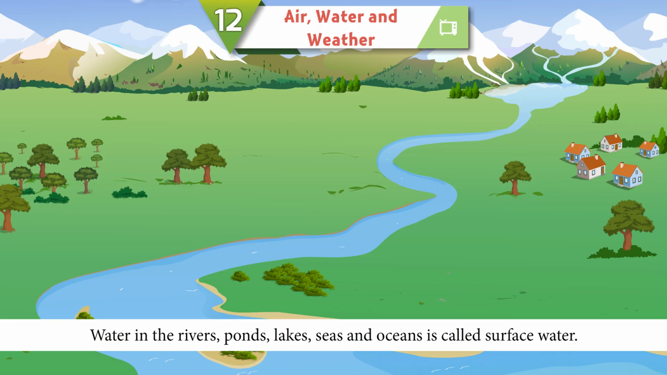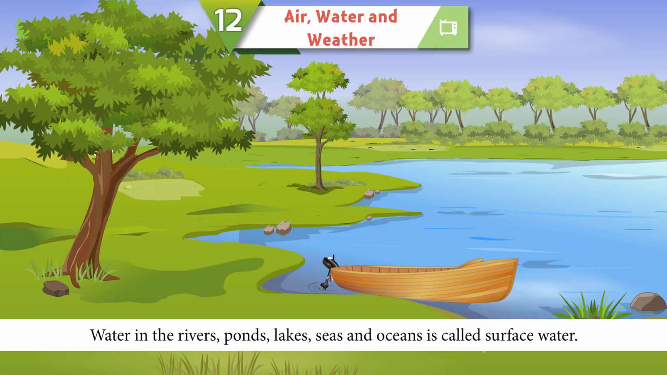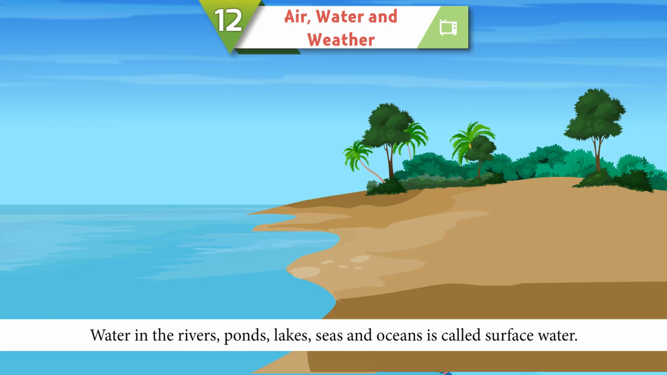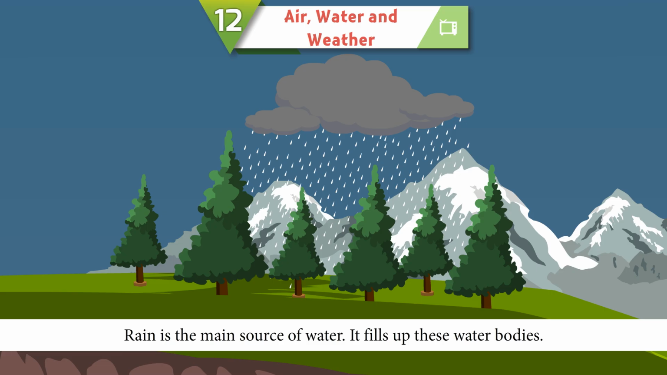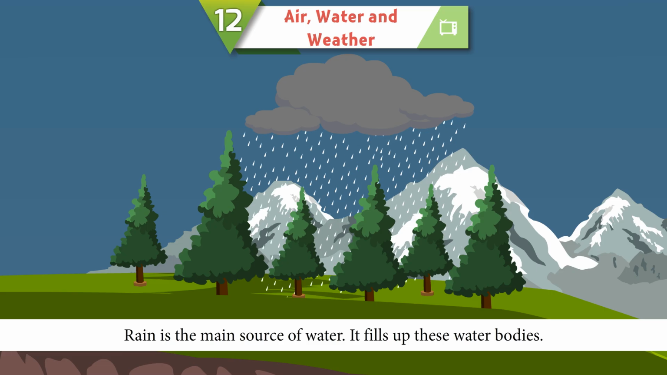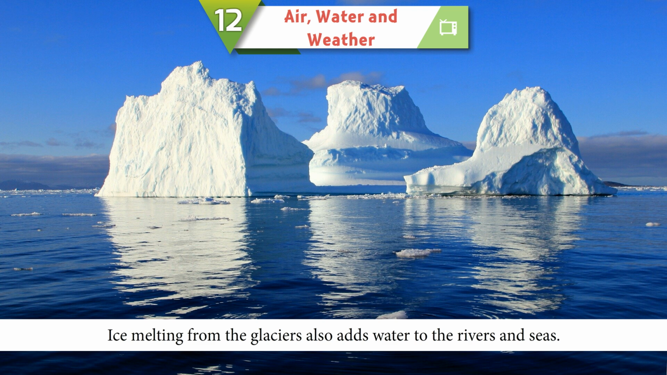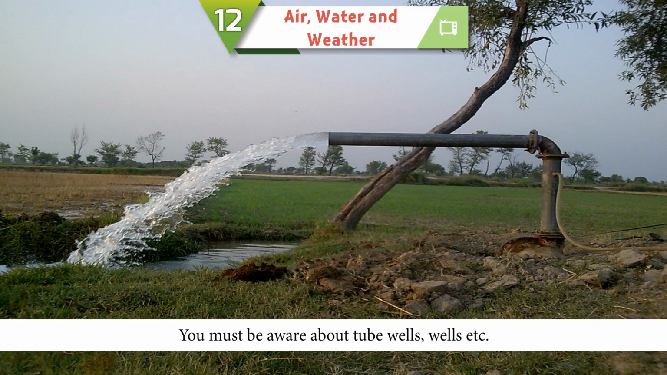Sources of water. Water in the rivers, ponds, lakes, seas, and ocean is called surface water. Rain is the main source of water. It fills up these water bodies. Ice melting from the glaciers also adds water to the rivers and seas.